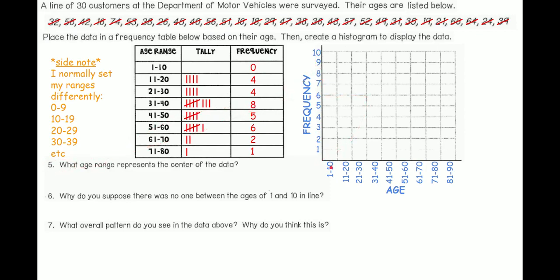And then let's fill it out. So between 1 and 10, 0 people, so nothing gets shaded. Between 11 and 20 people, so I am going to shade up to the 4th line, indicating there are 4 people who are that age range.